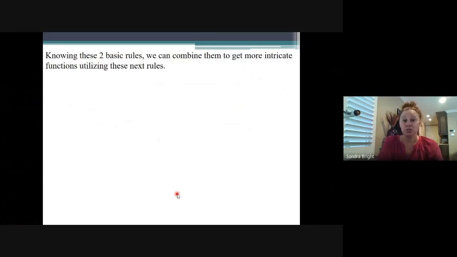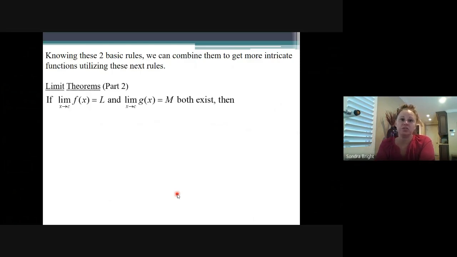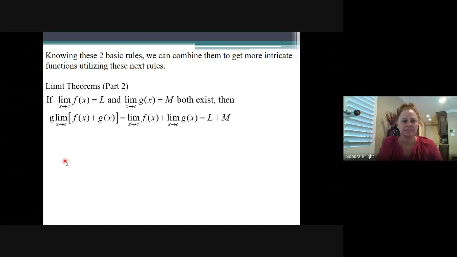All right, knowing these two basic rules, we can combine them and get more intricate functions using the next rules. Again, I'm going to go quickly through these, because do you have to write them? No, but you need to know that they exist. So if the limit of f of x as x approaches c is L, and the limit of g of x as x approaches c also exists, then, a typo there, that's weird.